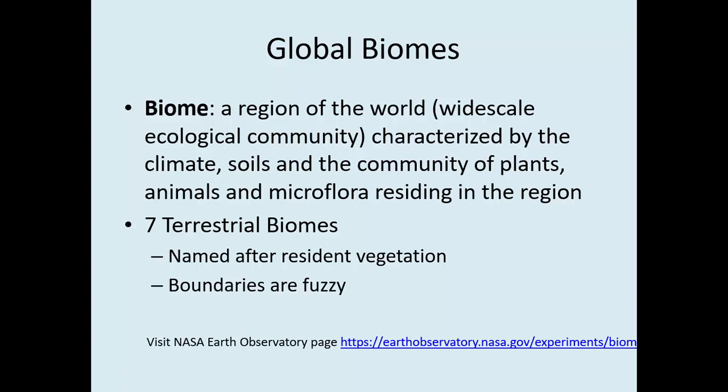There are 7 different terrestrial biomes, and we will go through each one in this lecture. They're named after the resident vegetation, whatever is the dominant vegetation that lives in that area. And it's important to note that the boundaries for these terrestrial biomes are a little bit fuzzy, so you can be driving along in one biome, and then slowly go into another biome, and then you're in that transition region between them for part of the time.